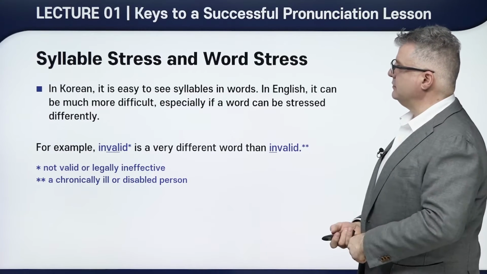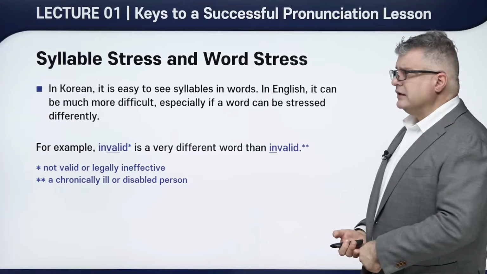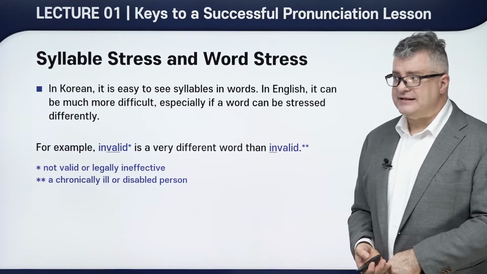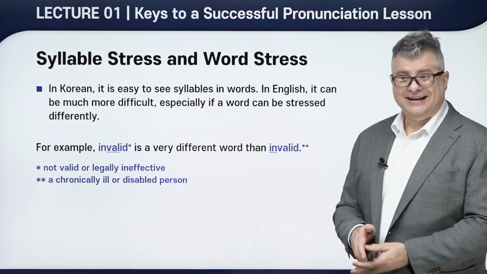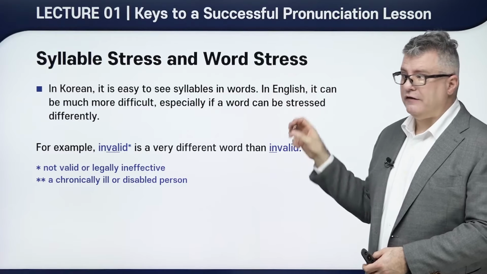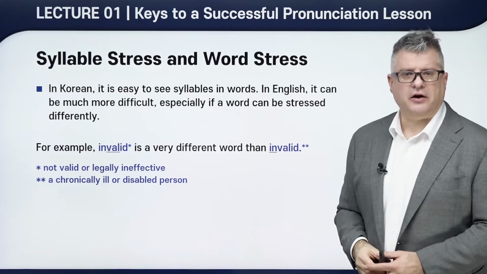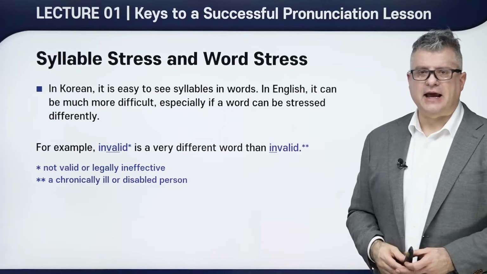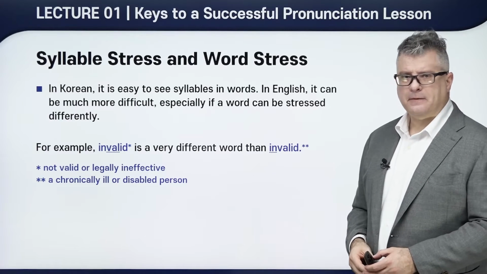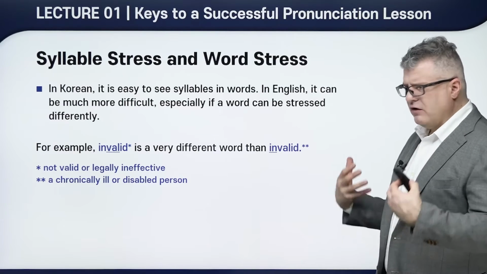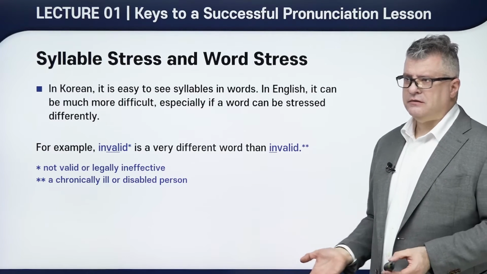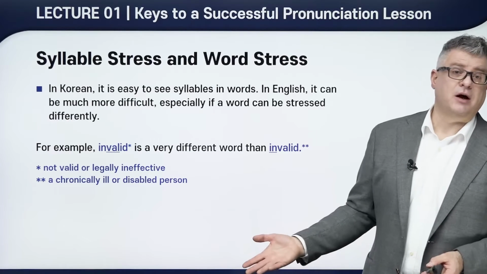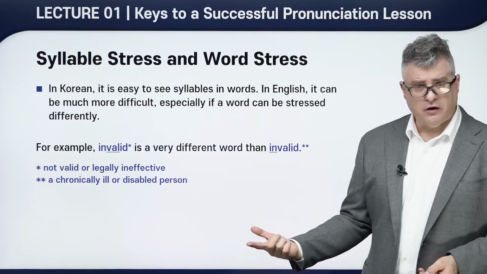So, syllable stress and word stress. In Korean, because of the way Hangul is written, it's very easy to see where the syllables are, right? Each syllable is a block of letters. But in English, it's a lot harder to do that. And also you might have a word that is spelled the same, but could be pronounced in two different ways, okay? So it's a little bit more difficult, and we have to think about how we pronounce it. And if you only see the word, sometimes it's impossible to know. You need to know if it's a noun or a verb, for example.